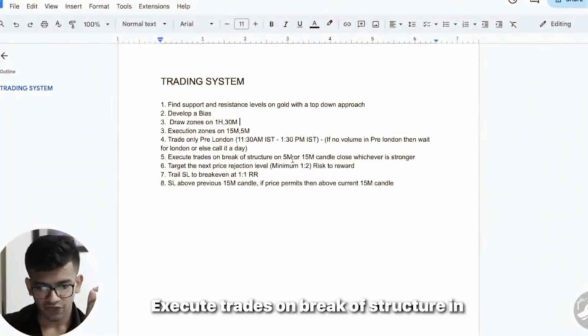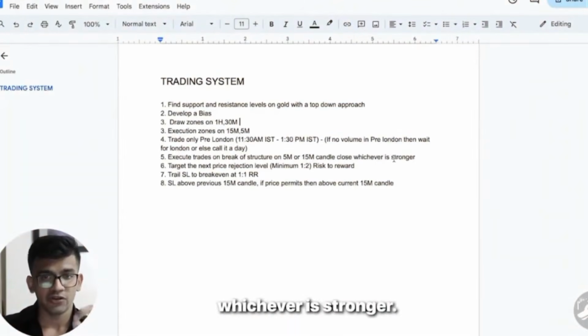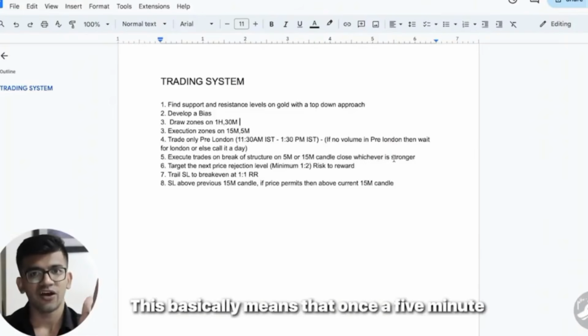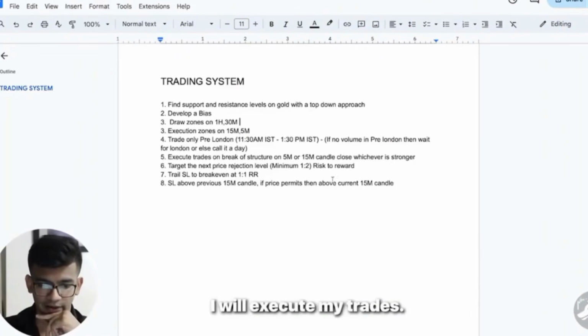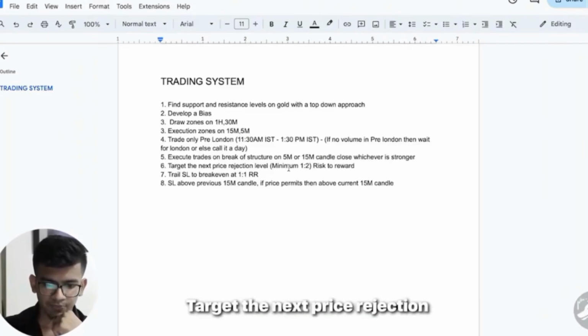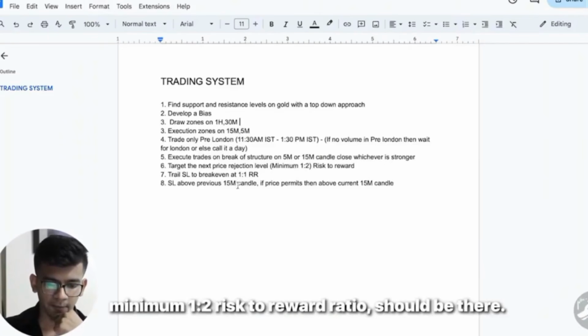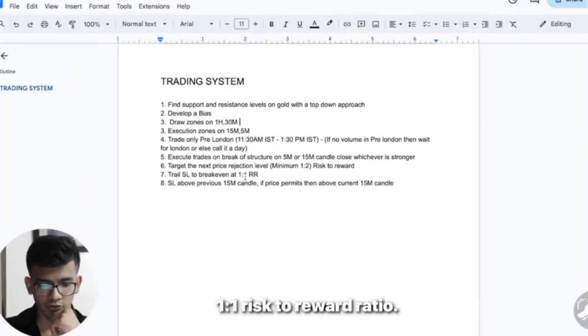Execute trades on break of structure in 5-minute or 15-minute candle close, whichever is stronger. This basically means that once a 5-minute or 15-minute zone breaks and I get a candle closing, I will execute my trades. Target the next price rejection. Minimum 1:2 risk to reward ratio should be there. Trade stop loss to break even at 1:1 risk to reward ratio.